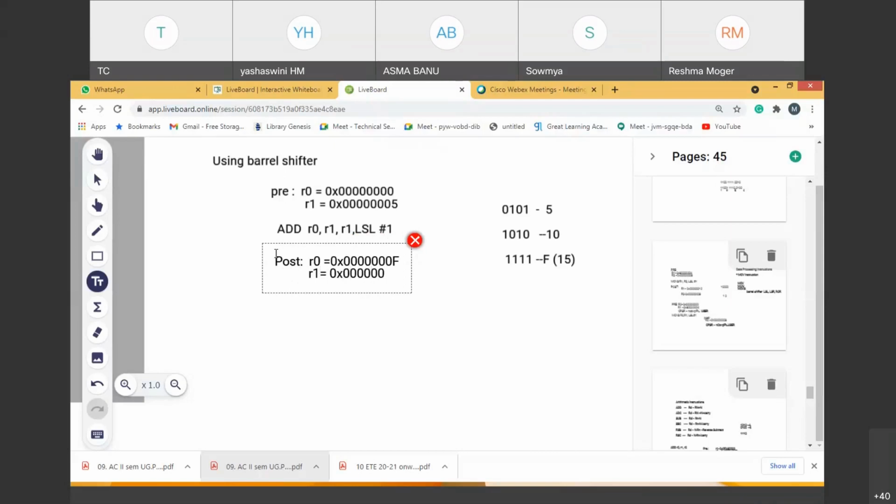Like this, please practice by writing various values, taking carry, without carry. Try many things, then you will get the realization. Similarly, you can try with ADC with the barrel shifter, likewise.